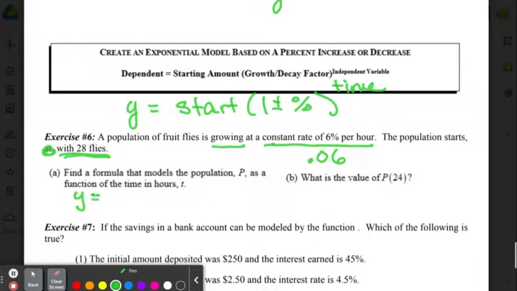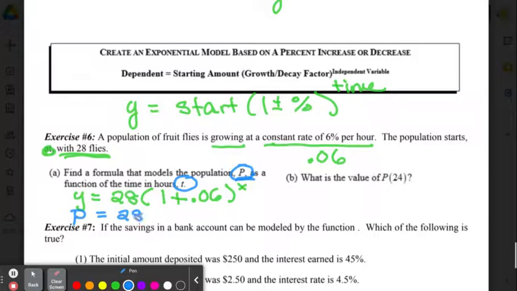So I'm going to start with y equals 28 is my starting, and it's growing, so 1 plus 0.06. You can use an X there. They want us to use P and T. Now, time is always in the X spot, so that means this P has to go over here. Population equals 28. Now, I can write 1 plus 0.06, or you can do this. 1.06 means the same exact thing.